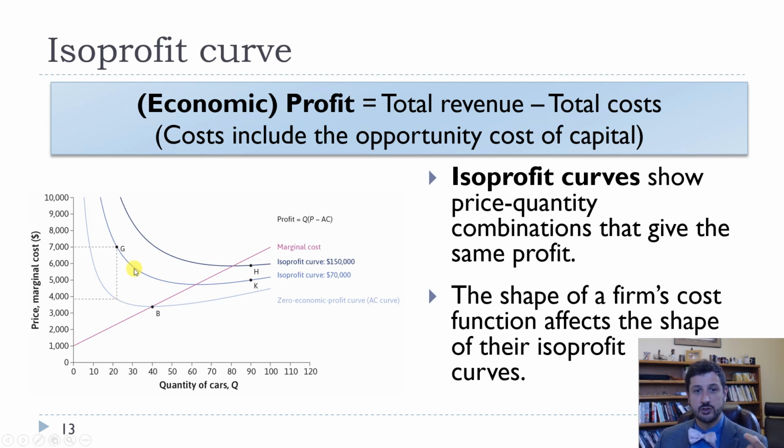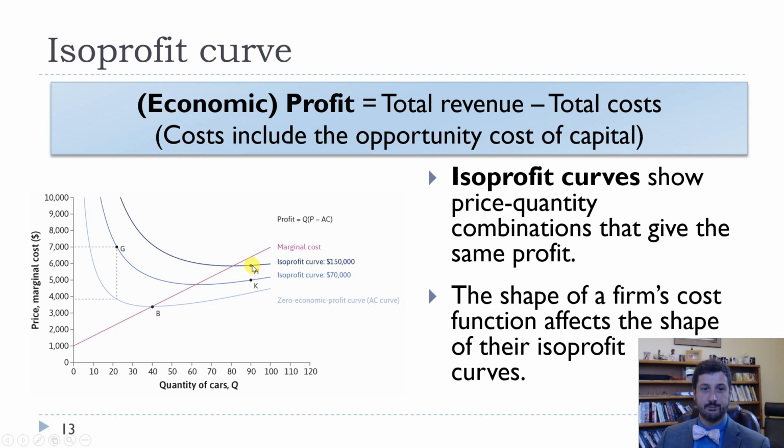But if we are able to increase our price, then, if we can get, for instance, on this isoprofit curve, then all of these combinations of quantity and price will give us a profit of 70,000. And so whether we're at point G or whether we're at point K, our profit is the same. Or if we can charge an even higher price, then we can get an isoprofit curve of 150,000.